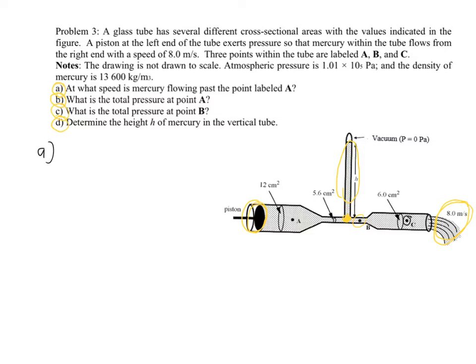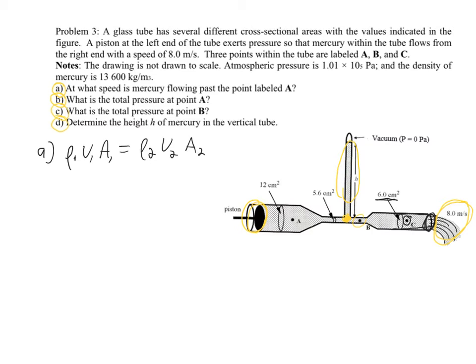Here at point C, that's part of the same column of fluid that's flowing out the end of the pipe. So we can consider that at point C, where the cross-sectional area of the pipe is 6 square centimeters, the fluid's moving at 8 meters per second. And we can use the equation of continuity. If you recall, when looking at mass flow rate, density times velocity times cross-sectional area is a constant for a given fluid.